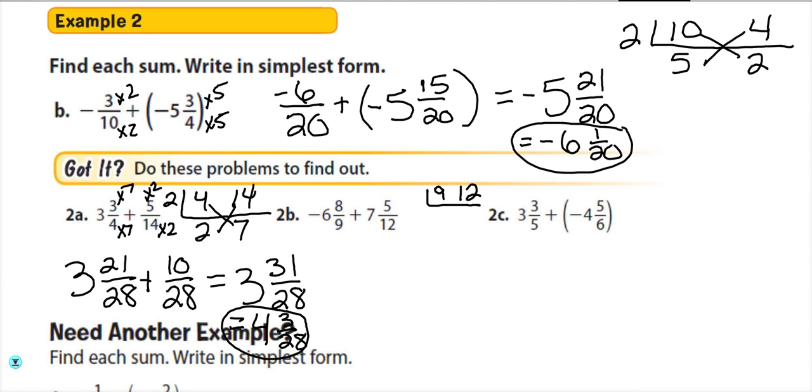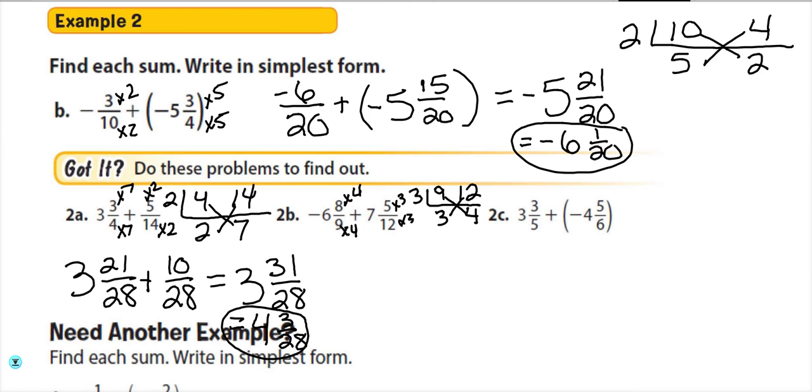And what's the highest number that goes into 9 and 12? That would be 3. 9 divided by 3 is 3. 12 divided by 3 makes 4. So whenever I cross multiply those, I'm going to multiply by 4 and by 3.